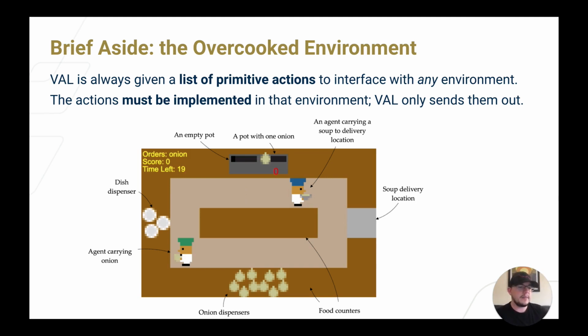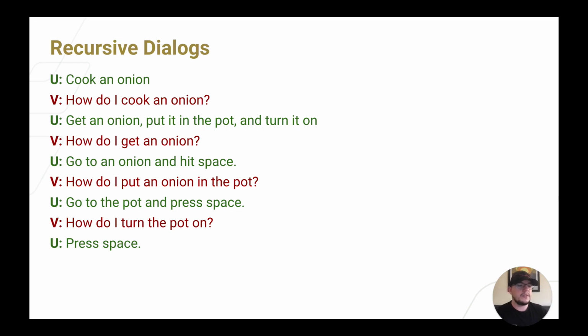In that environment, VAL's primitive actions are moving to a location and pressing the spacebar, as we saw in the leaves of that tree before. So let's discuss recursive dialogues a bit more, and the knowledge representations that VAL learns from them, because those are really essential to the system.